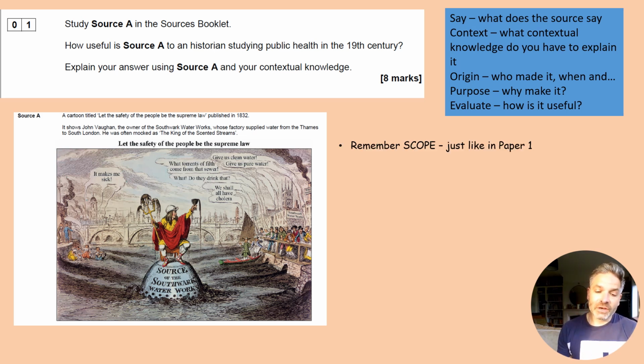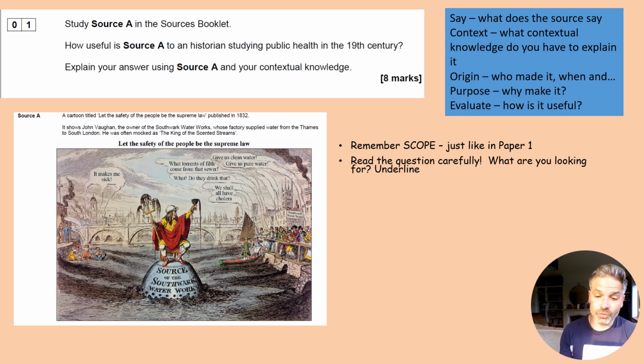You're going to get, it's highly likely to be a picture, and often a satirical cartoon, but not always. It might be a poster, might be something else. And it'll ask you how useful the source is. So the first and really important thing is it'll ask you how useful the source is for an historian studying something. You want to underline what that thing is. In this case, you can see it's studying public health in the 19th century. So that is what you are focused on in this question. It is asking you, what is it telling you about public health?